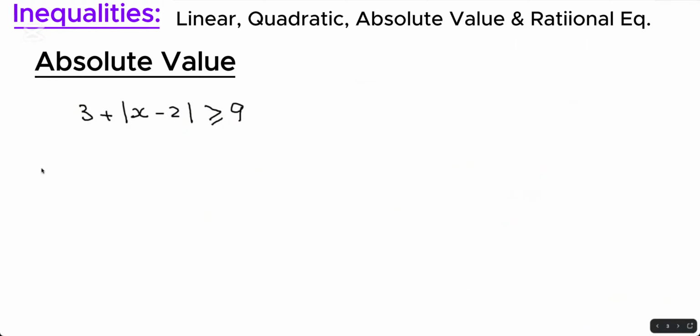And the next thing here is absolute value. So there are a few things we're going to do here. First thing, we're going to move the 3 to the other side. So we're going to have x minus 2, absolute value. When I move the 3 to the other side, it becomes minus 3. So that's what we have. And therefore, x minus 2 is greater than or equal to 6.